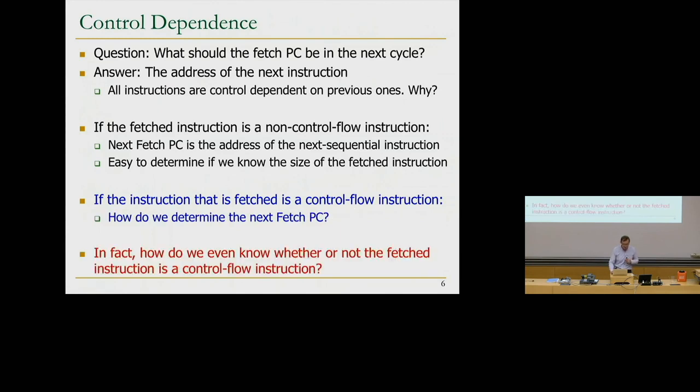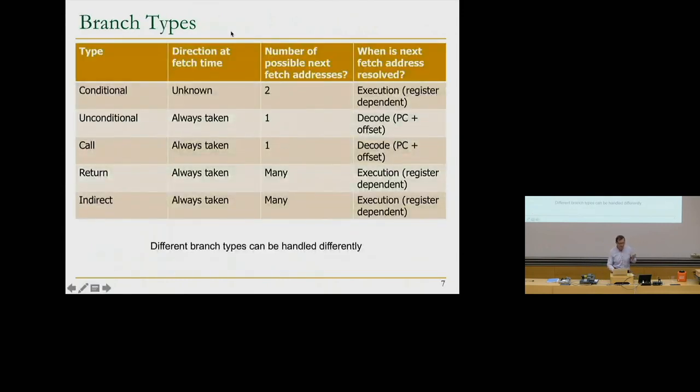There's another question over here. In fact, whenever you fetch an instruction, you don't even know whether the fetched instruction is a control flow instruction, right? Because you haven't decoded it yet. So if you want to treat control flow and non-control flow instructions differently for some reason, as we will see later on, then you need to also guess that. And there are a bunch of control flow instructions.